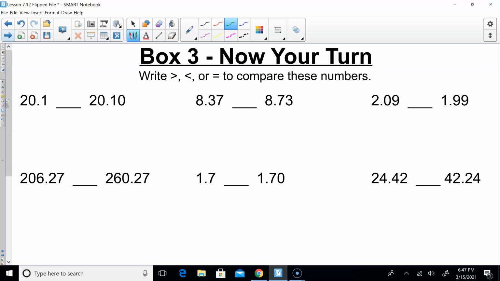And you can draw a line across your paper, write down box 3, now your turn. You're going to compare the following numbers with greater than, less than, or equal to. One of the things I like to see in your work is that you make sure they both have the same amount of place values. And then I would like you to underline the place value that helps you make your decision, whether it be greater than, less than, or equal to. So then you can pause the video, take your time, good luck.